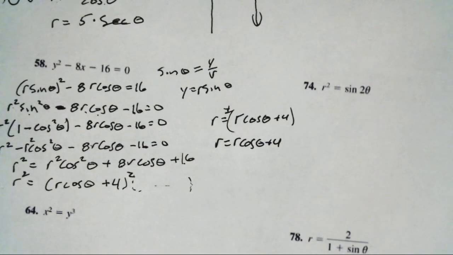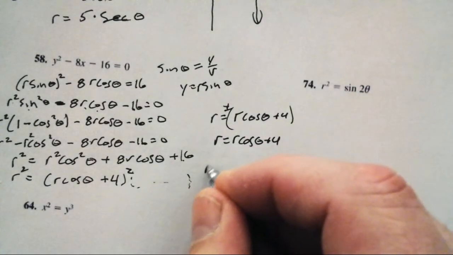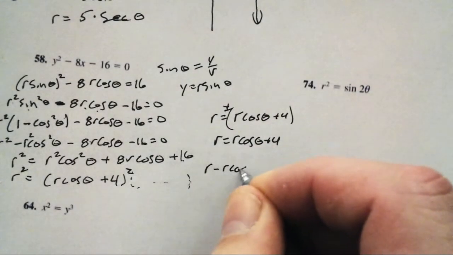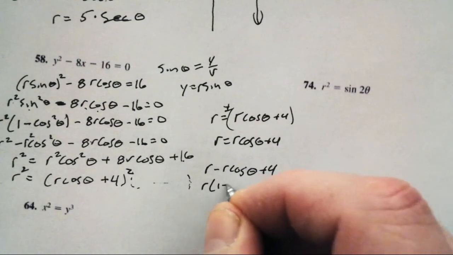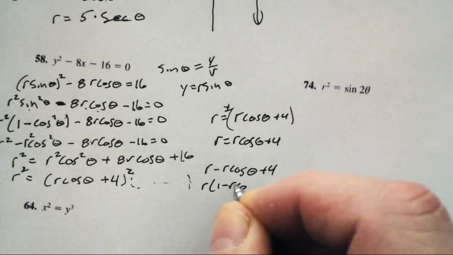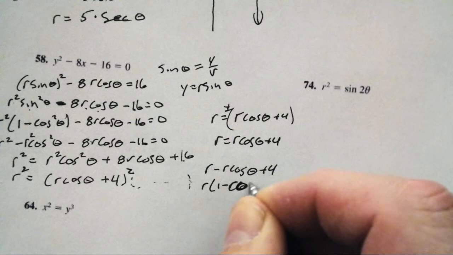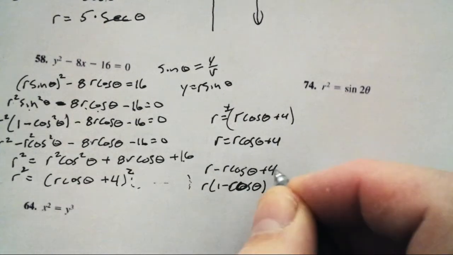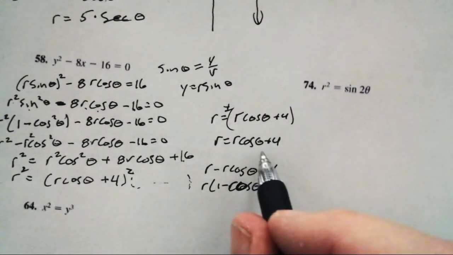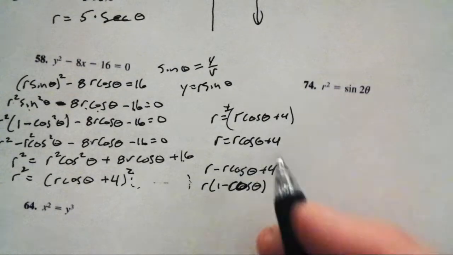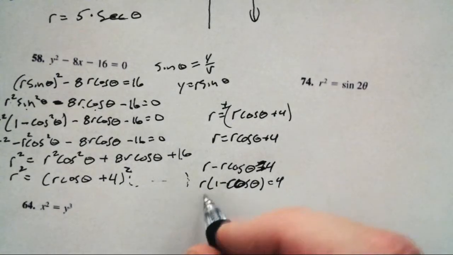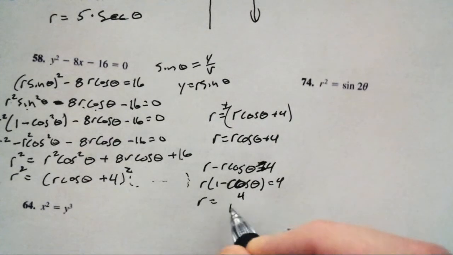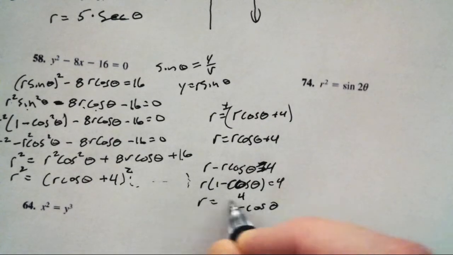Ideally, remember, ideally we solve for r, so I'm going to group my r's, factor out an r. Let's see, what do I have here? I've got something wrong here. Grouped them, that's an equal sign, sorry. Equals 4, and r equals 4 on 1 minus cosine of theta.